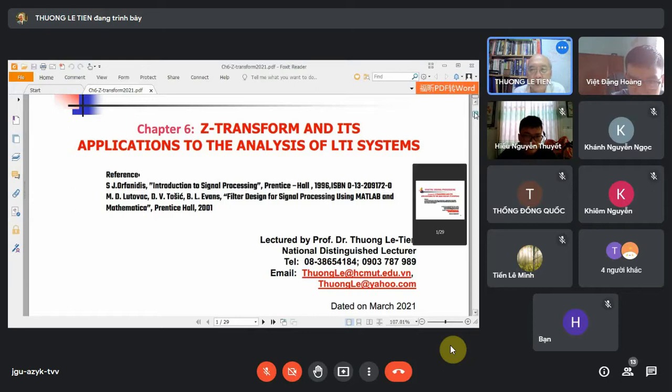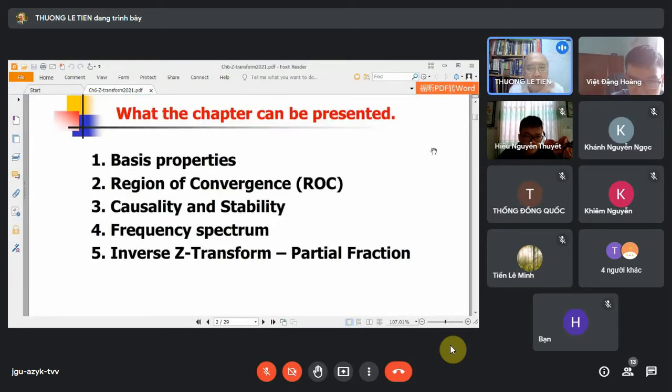So, take a look. In this chapter we discuss the basic properties and the region of convergence, the causality and stability. Okay, this one we also link the ROC together with causality and stability. Okay, and what about the application? Yeah, we apply the Z transform to draw or sketch the frequency spectrum.